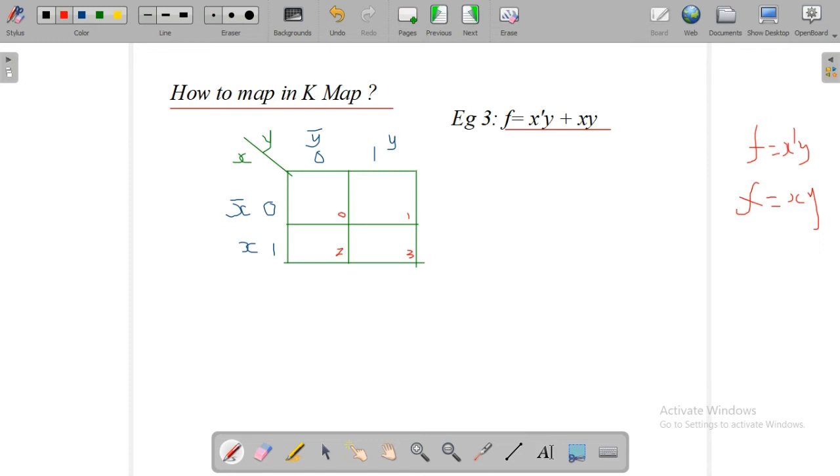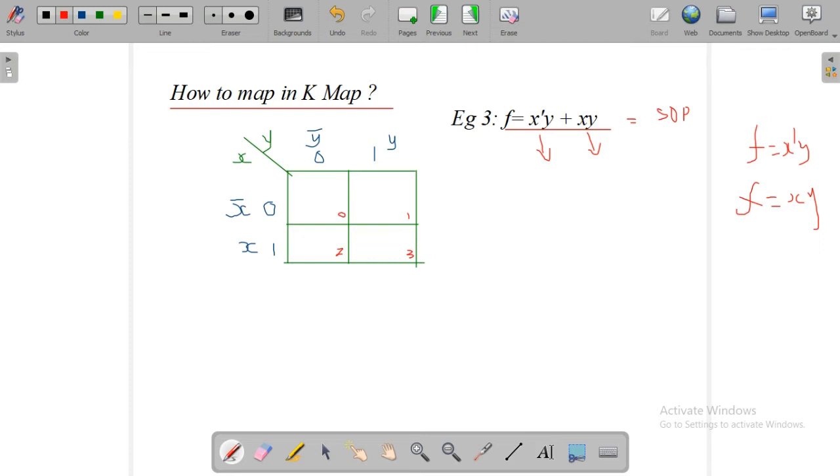So what is the first step we have to do? We have to identify whether it is an SOP or POS, that is, whether it consists of min terms or max terms. Here x dash y is a product of literals, and xy is a product of literals, so both are min terms. And the plus symbol is there, so it is a sum of min terms, that is, sum of products. That's why this equation is SOP. So from the expression itself, we are finding which type of expression it is, SOP, sum of products, or POS. So this is SOP. You can easily identify it.